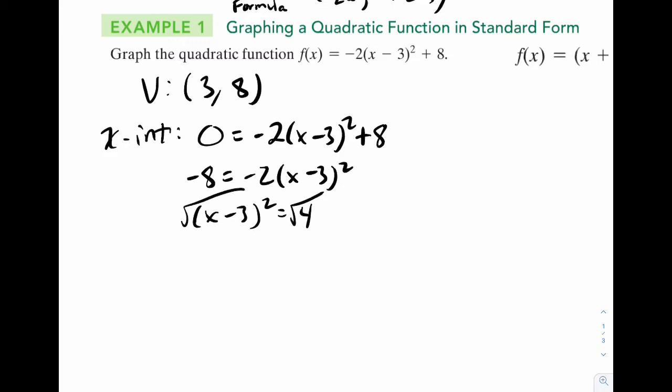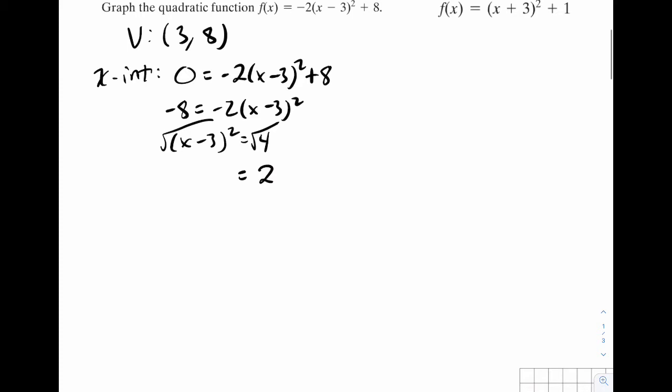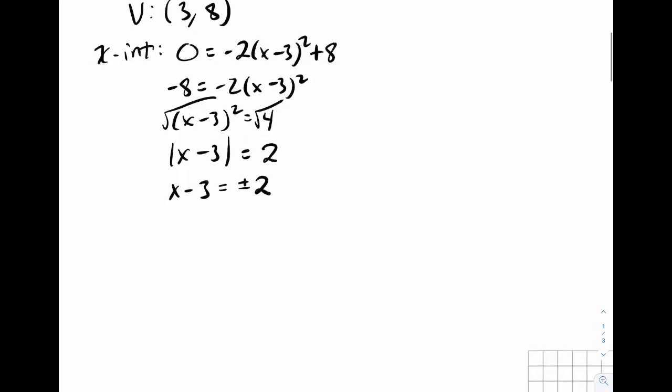Now this part I'm not too sure if your algebra teacher covered. The root of 4 is 2, and only 2. The root of (x minus 3) squared is the absolute value of x minus 3. So in pre-calc especially, it's important for you to know this fact because this is what generates the plus minus. So now you write x minus 3 is your plus or minus 2. So x should be 3 plus or minus 2, which means the intercepts are 5 and 1.